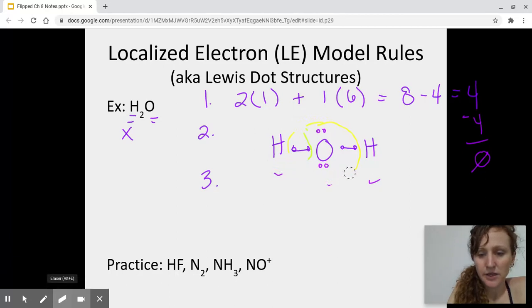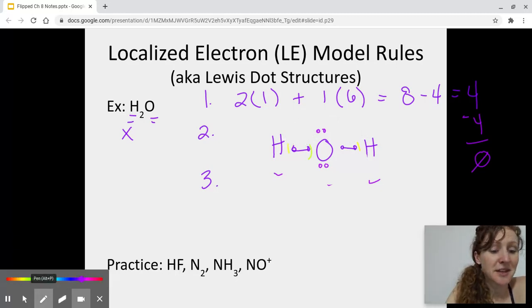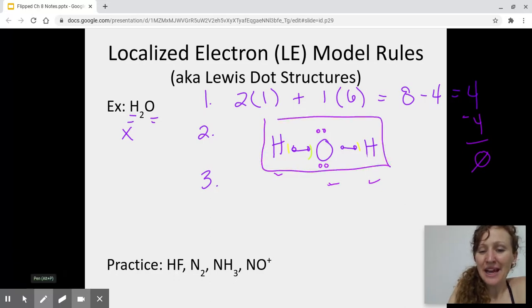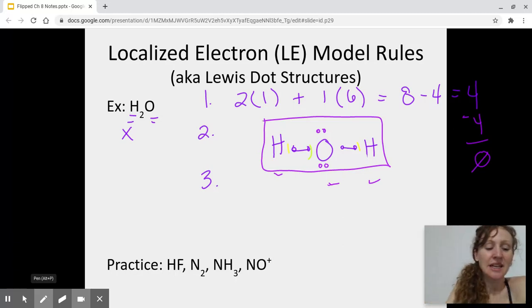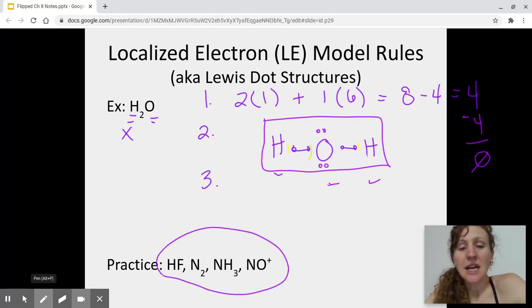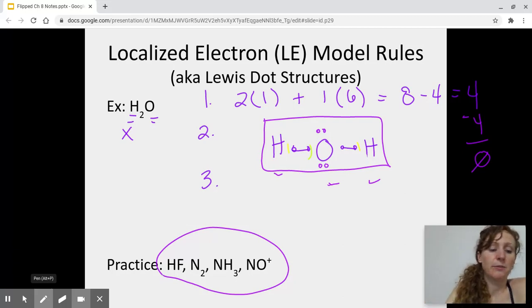This minus the yellow circles. I don't know if I can erase them completely. I'll just erase them as much as I can. Okay, this minus the yellow is my localized electron model. Ta-da! Okay, let's do a couple more for practice. Now would be a good time to pause the video and work these out at the bottom and see how they go.